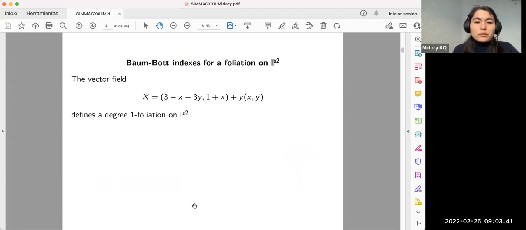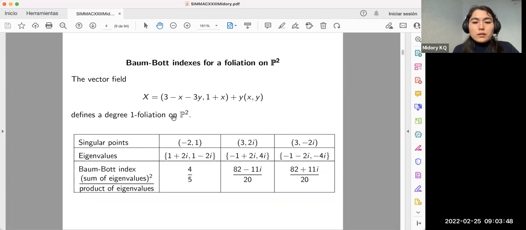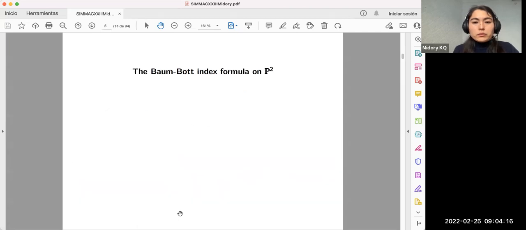Another example: if we take this vector field, it also defines a degree 1 foliation on the complex projective plane, and it also has these 3 singular points. If we see the eigenvalues, now they are complex numbers, and their Bott indexes are also complex. If we sum up all the Bott indexes, we have 9 again. So this is not a coincidence. This is given by a theorem due to Bott.